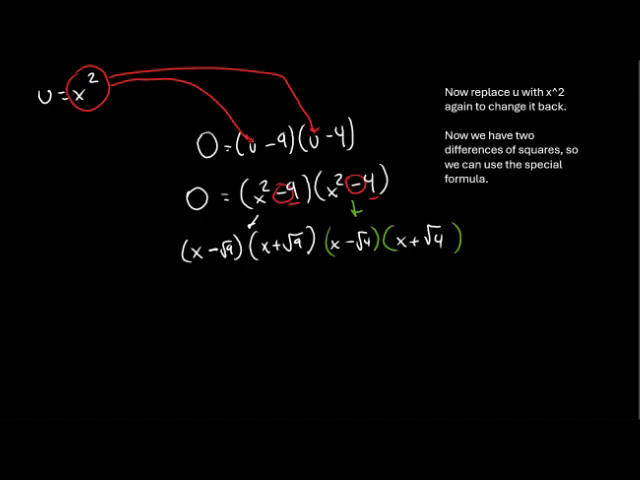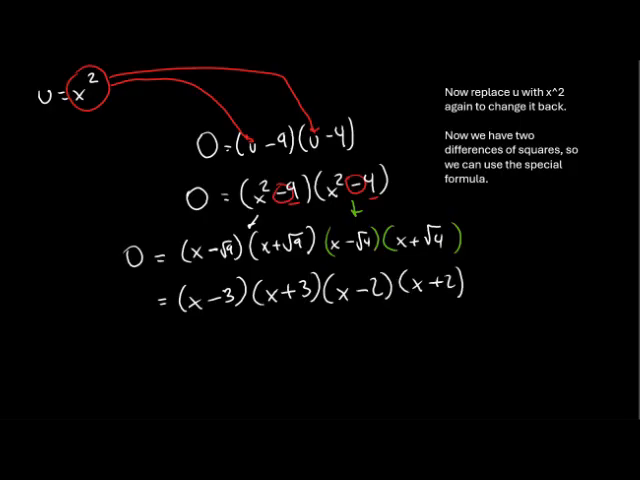Therefore, we'll have 4 pieces to our equation. Set this equal to 0, and now we'll simplify all of these parentheses. X minus square root 9 becomes x minus 3, followed by x plus 3, followed by x minus square root of 4, which is x minus 2, and x plus 2. Set all of these equal to 0, and you'll see we'll have 4 parentheses and we can expect to have 4 solutions.